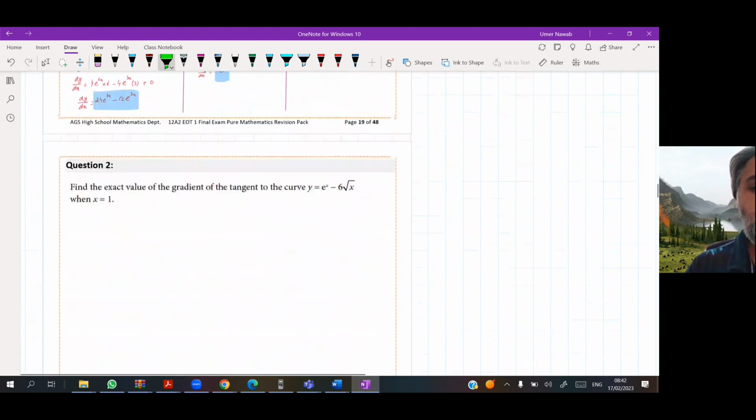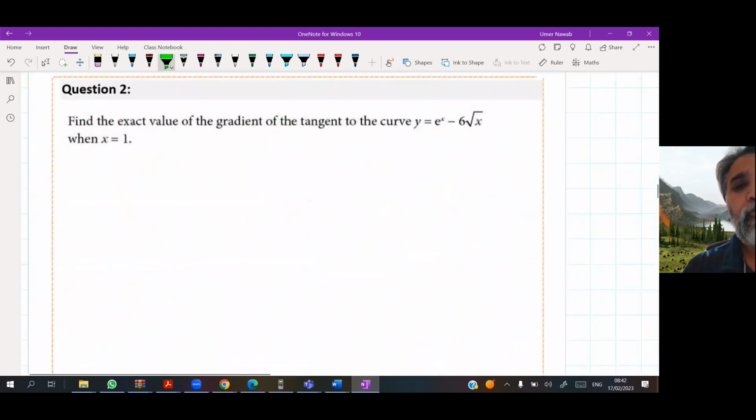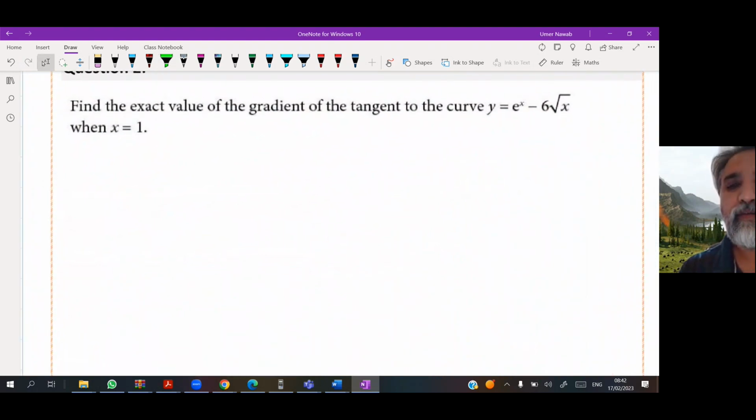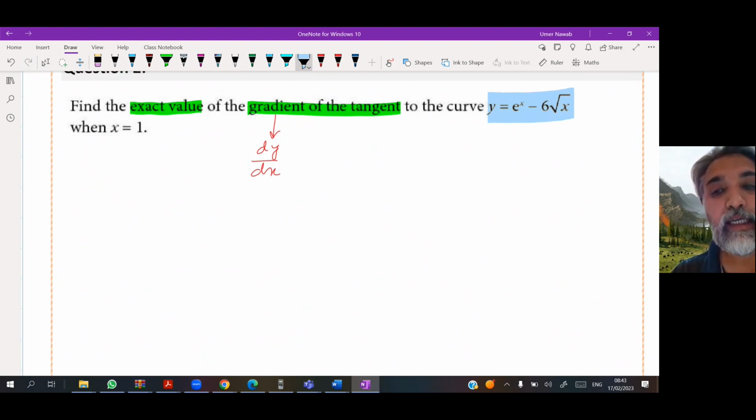Now I'm switching to the next concept. I think there is one application problem I have added in exponential functions. So why not we can do this? He said find the exact value of the gradient of a tangent. You remember gradient means finding dy by dx. So actually he's asking us to find the dy by dx of this expression, and then in the dy by dx we will substitute 1 in the place of x. That gives us the gradient of a tangent at 1. So let's start.